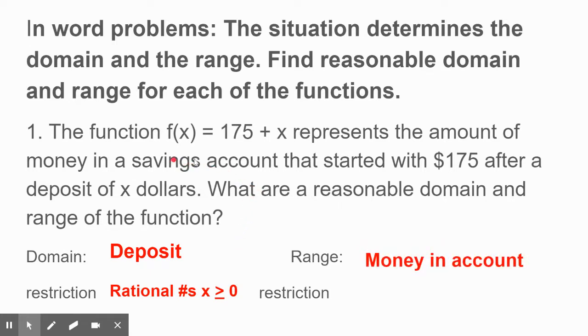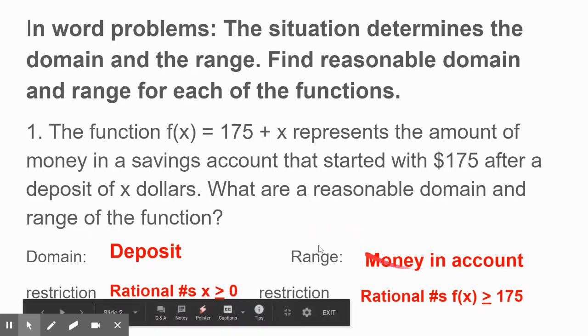And the restriction on the range also has to be a rational number, but that rational number has to be higher than $175 because our bank account starts with $175. So the range is the money in the account, and that has to be at least $175. So the restriction on the range is it's got to be a rational number such that f of x is greater than or equal to 175.